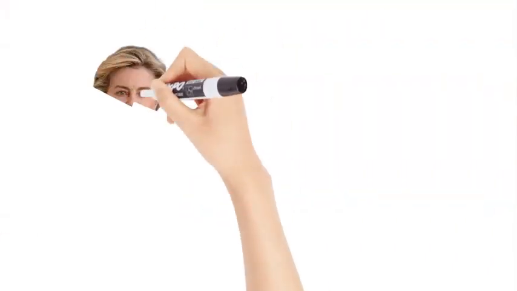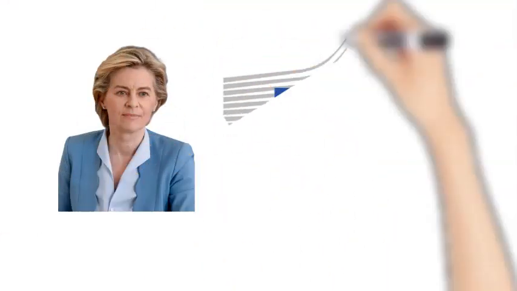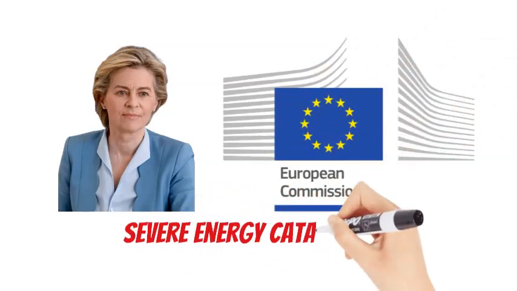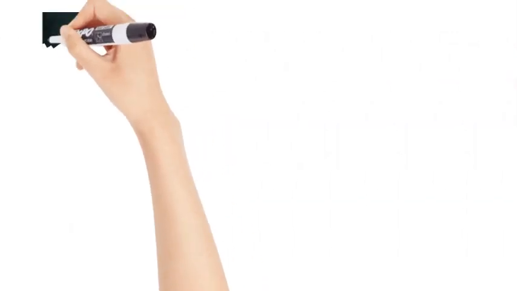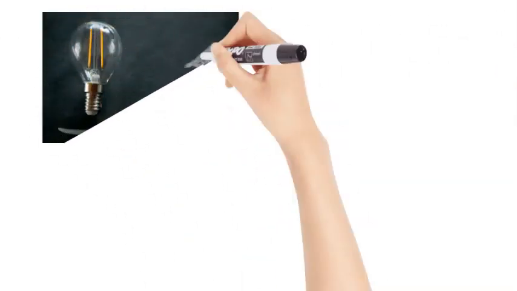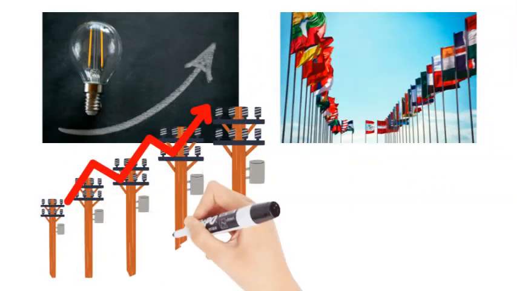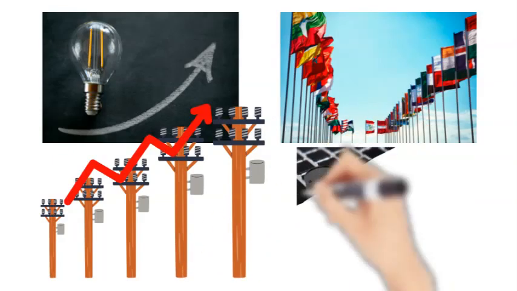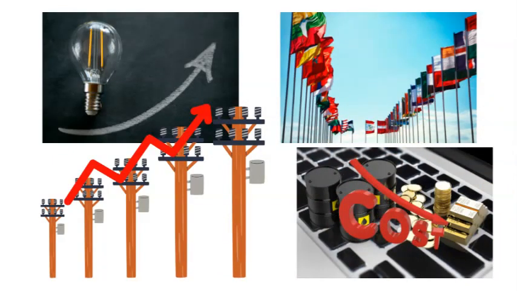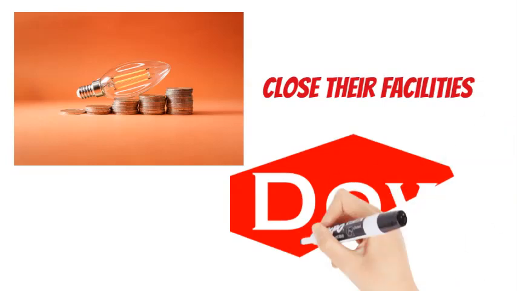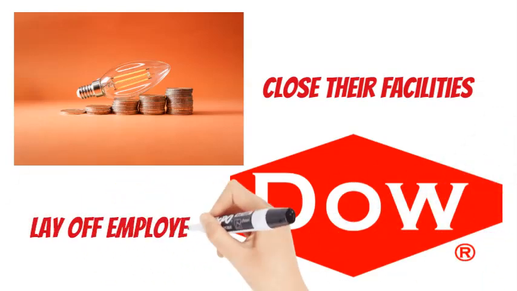Ursula von der Leyen, president of the European Commission, claims that Europe has avoided a severe energy catastrophe. Data, however, indicates that electricity prices remain high even though energy-related issues differ from nation to nation. Electricity rates are higher now than they were a year ago, and that's despite the overall decline in commodity costs. Due to the high cost of electricity, some businesses were forced to close their facilities, while others, like Dow Chemical, had to lay off employees.